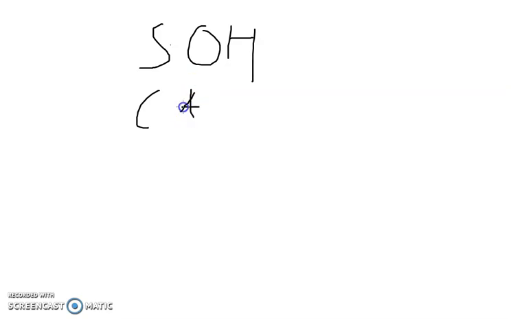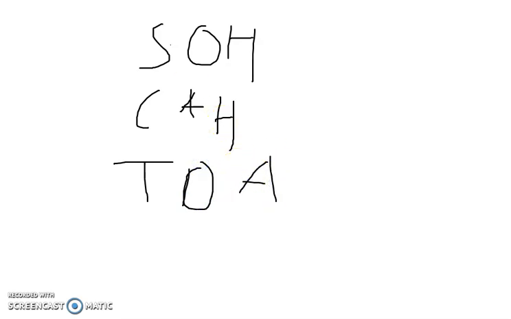Today I was able to teach my student the basics of sine, cosine, and tangent: sine equals opposite over hypotenuse, cosine equals adjacent over hypotenuse, and tangent equals opposite over adjacent. I taught her these little ways to remember that.